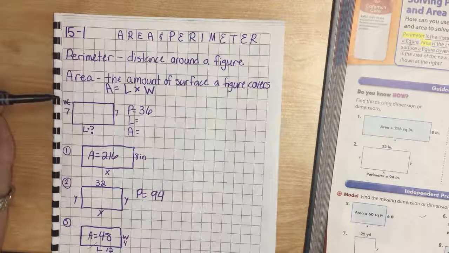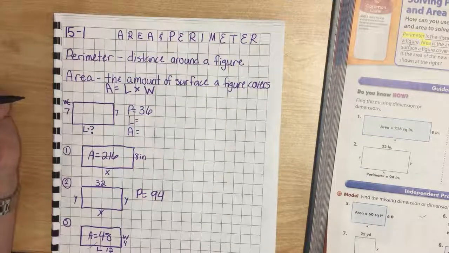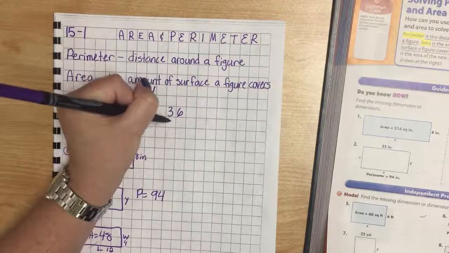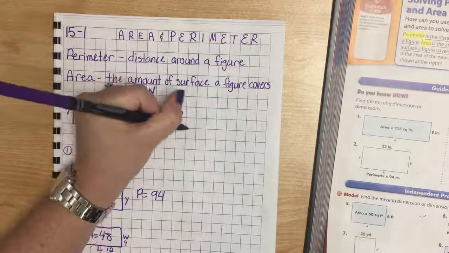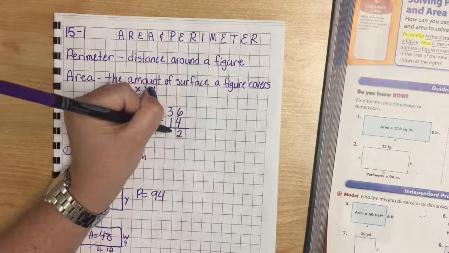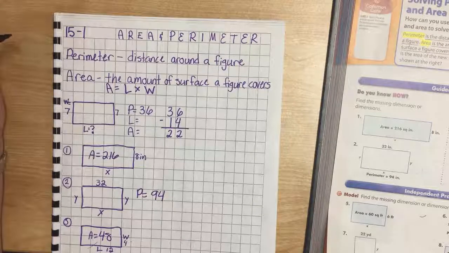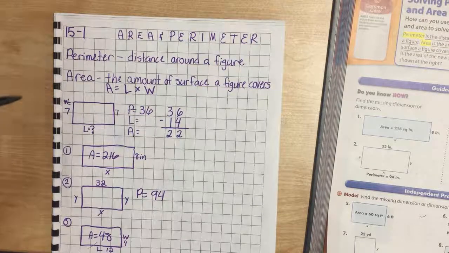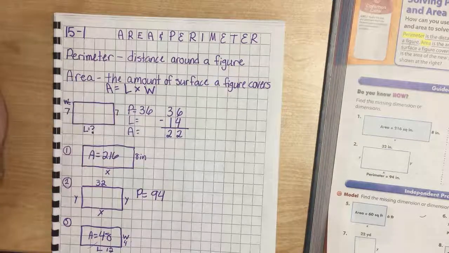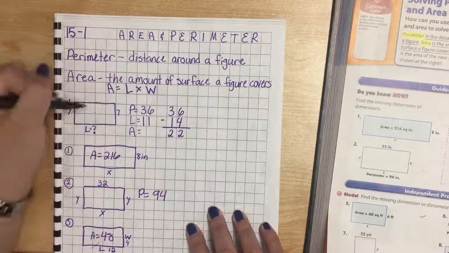Okay, so 7 plus 7 is 14. And now I'm going to do 36 minus 14. I'm going to subtract it from 36. So 36 minus 14. 6 minus 4 is 2. 3 minus 1 is 2. Okay, now what am I doing? I'm dividing 22 by 2 because I have to have it on both sides. What's 22 divided by 2? 11. So now I know that my length is 11.